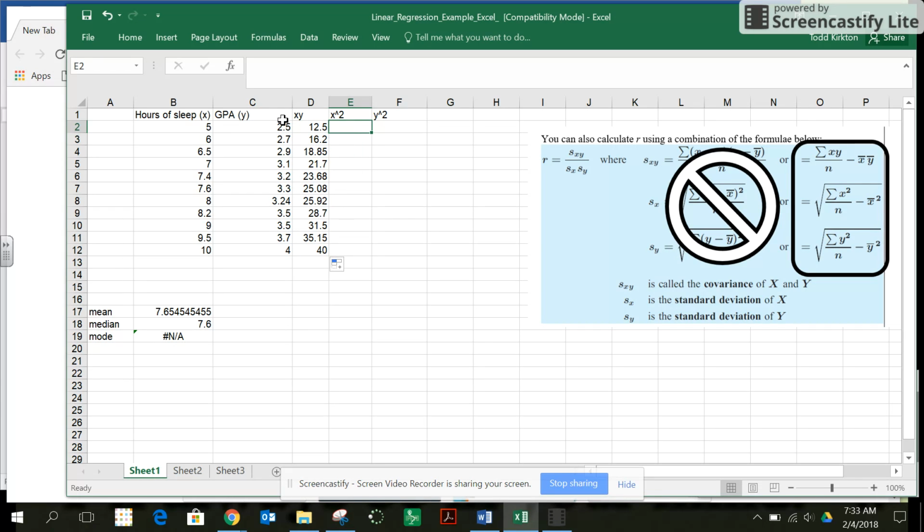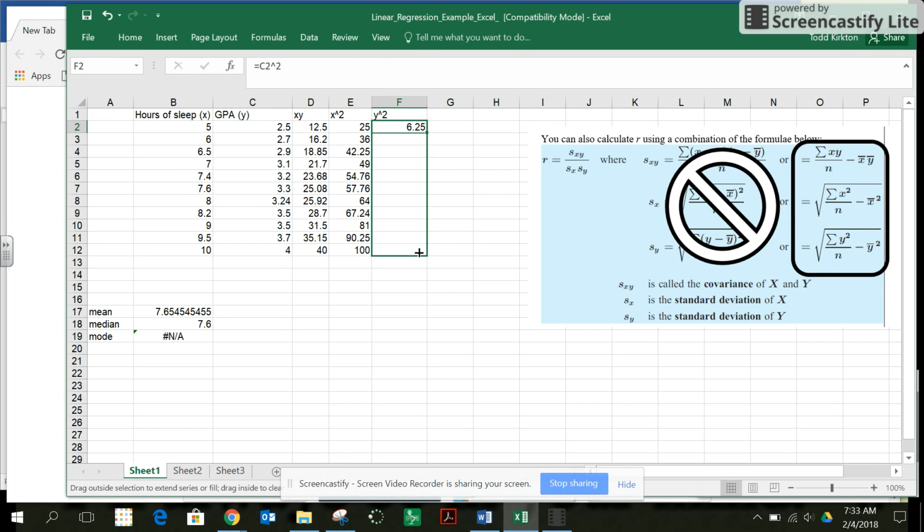I need the formula for squaring the x value. So I'm going to hit equals, and I want to square that specific value. I'm going to drag it down, and it's going to fill that formula in. And then I'm going to hit the y value, square it, and then I can just drag that formula down.